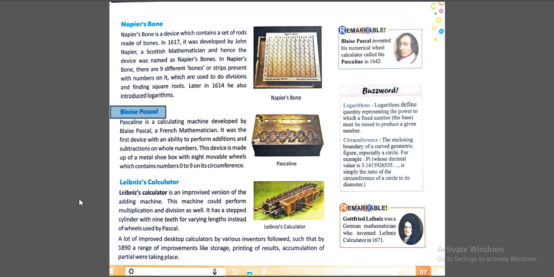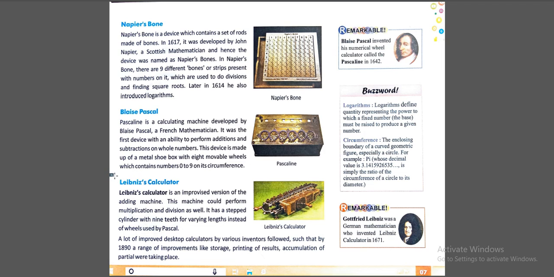This device is made of a metal shoebox with 8 movable wheels which contain the numbers 0 to 9 on their circumference.